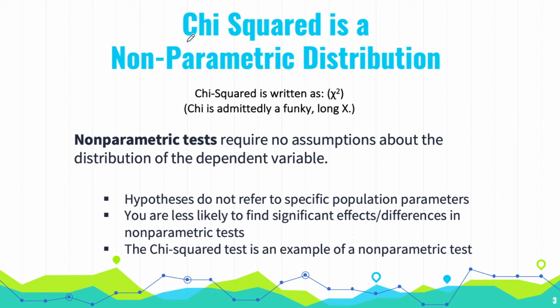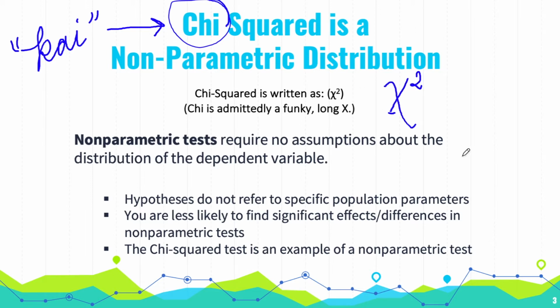Chi-squared is a non-parametric distribution, and we're going to be using it to understand whether two variables are statistically independent of one another. Before I go any further, chi is how we say this word. Chi is a Greek letter. It's written as a funky long X like this.